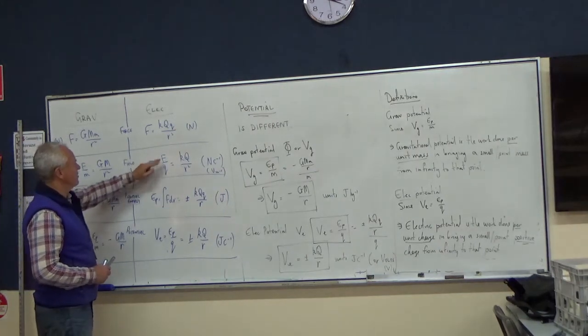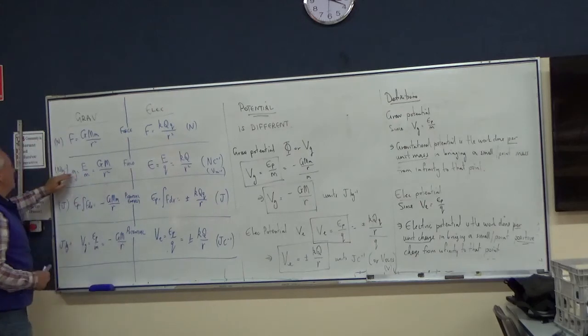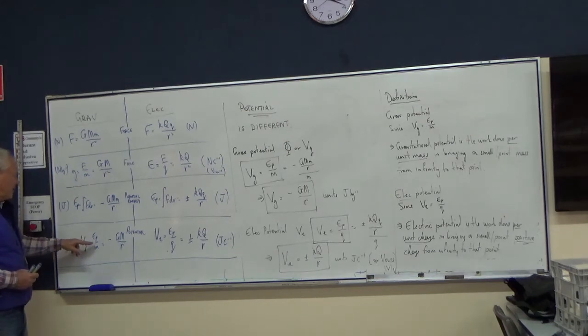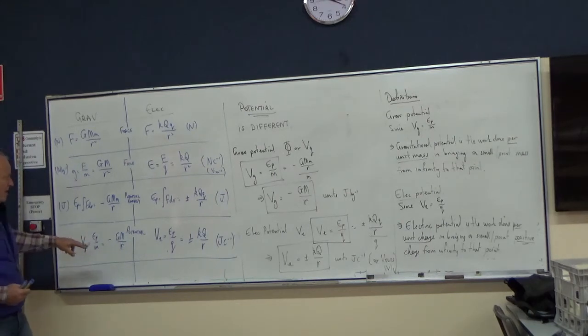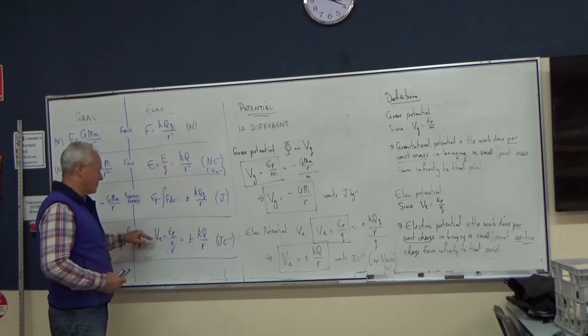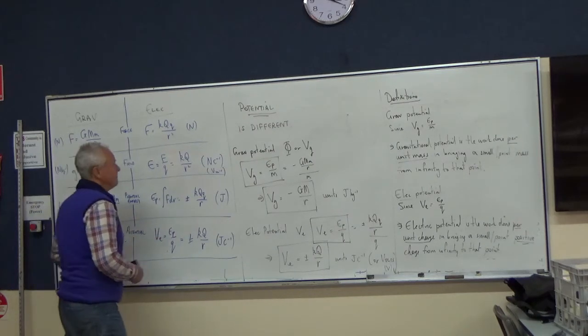So E equals F on Q, so F equals QE. G equals F on M, so F equals MG. You knew that one anyway. And similarly with this one, gravitational potential is EP on M, so potential energy is M times the potential. And the electrical one, EP equals Q times V. Okay.